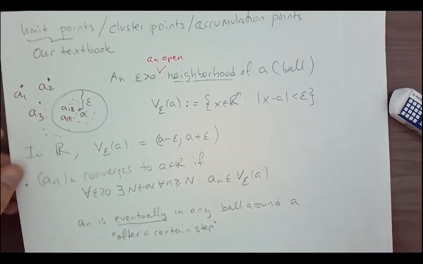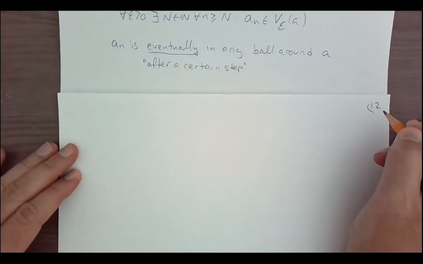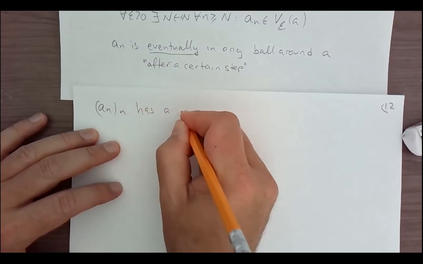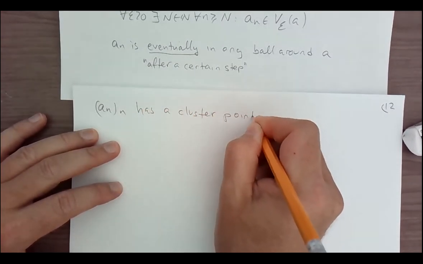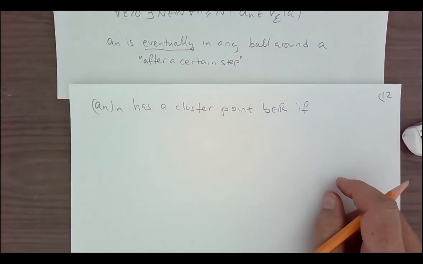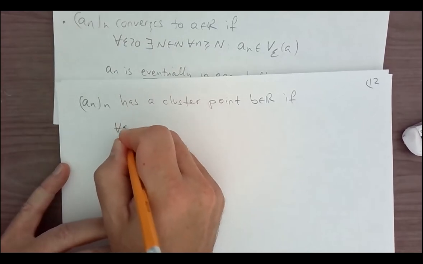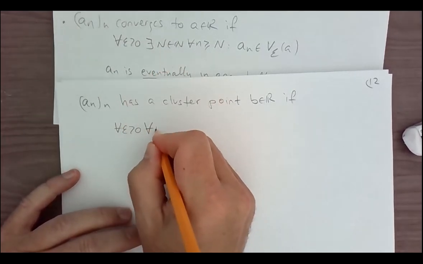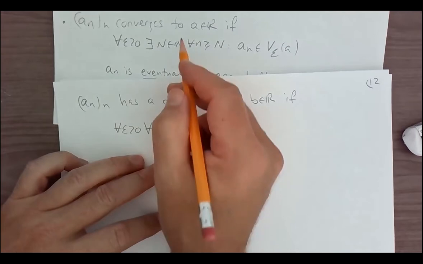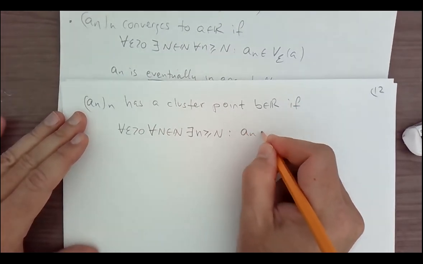So what is a cluster point? No, this is what it means to be a limit. So what does it mean to be a cluster point? An has a cluster point B if, and pay attention now to the quantifiers up here. For any epsilon, you used to write exists, but now it's for any epsilon and for any n. So we swapped the existence to a for any, and then we're going to swap the for all to an existence: An belongs to V epsilon of B.